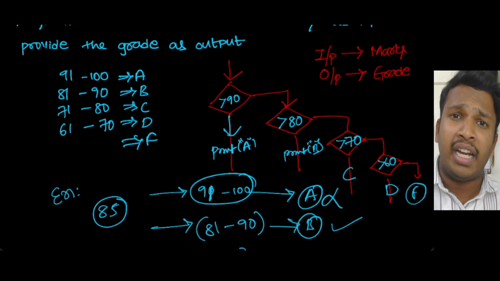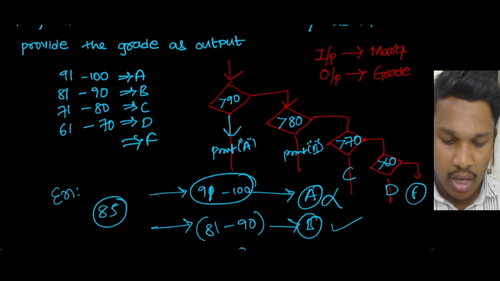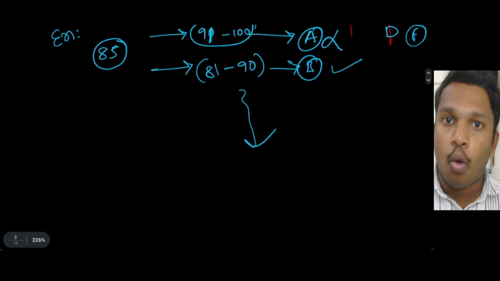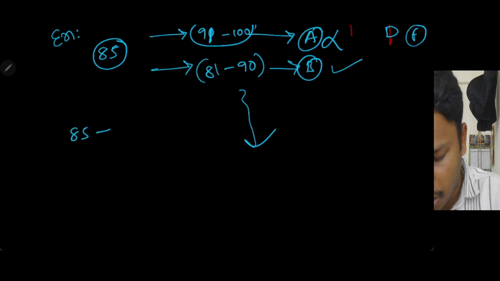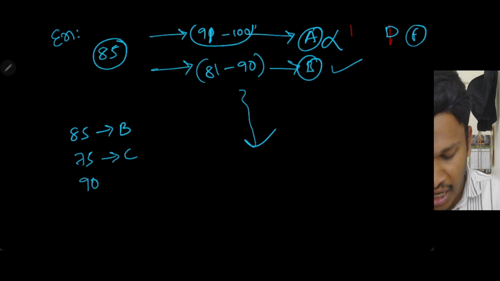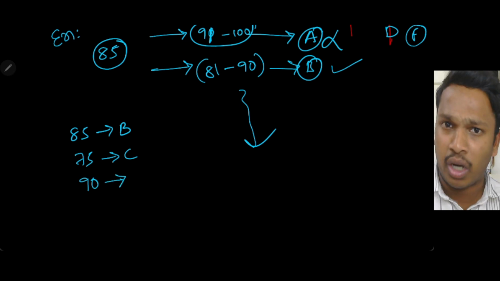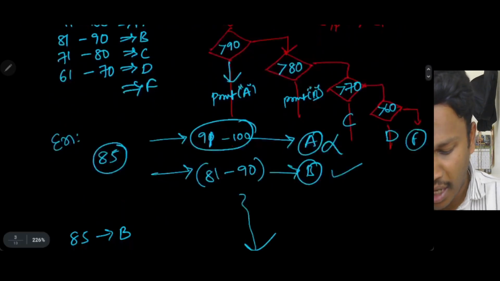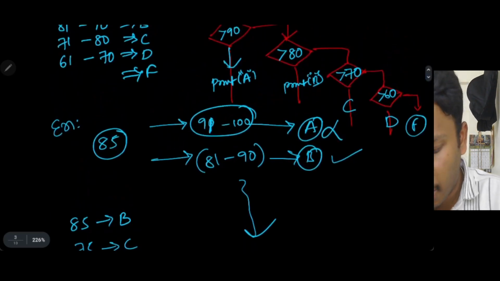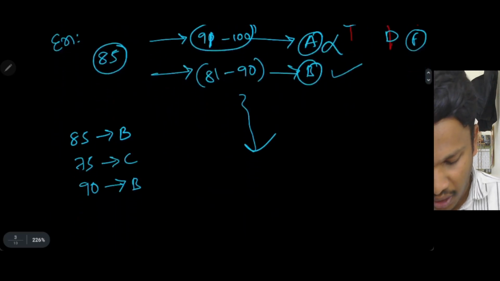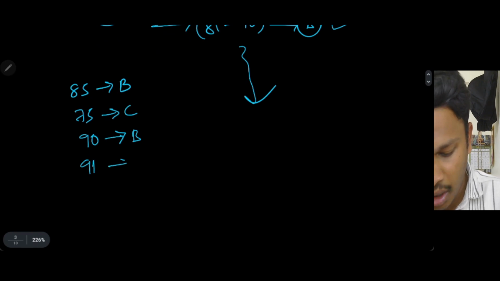Many people can write it in different ways. How do we need to judge? For example, 85 marks: what grade will he get? B. If it is 75, C. If it is 90 marks, what grade will he get? See here, 90 is also B only. Correct. Only for 91 to 100 will they get A grade. If it is 91, A.